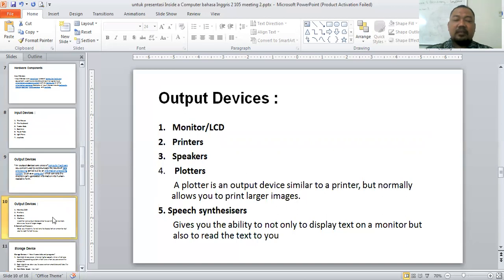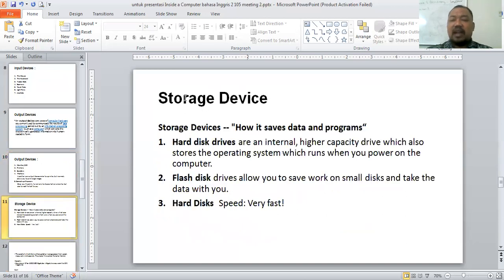Next, storage device. Storage device, how it saves data and program. Hard disk drives are an internal higher capacity drive which also store the operating system which runs when you power on the computer.